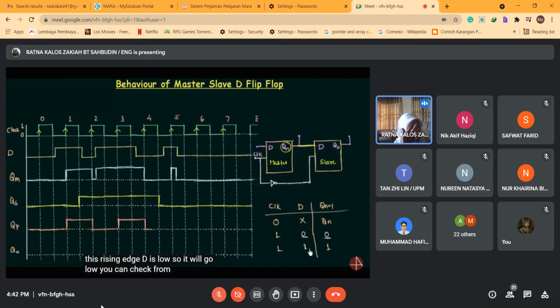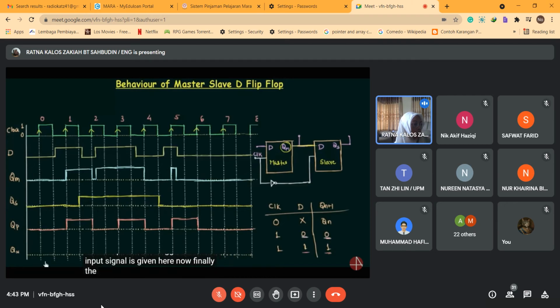You can check from the truth table. When D is low, output is low. When D is high, output is high. So I'm not going to tell you this thing again and again. And for this rising edge, you can see D is high, so it will remain high. Finally, it will go low. So this is the output waveform for the flip-flop, which is positive edge triggered, and the input signal is given here.